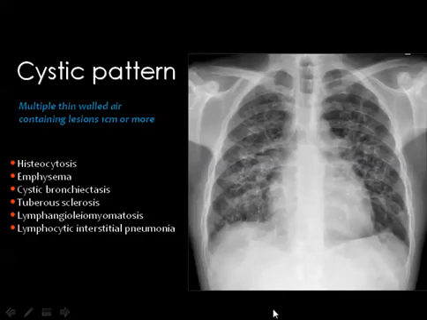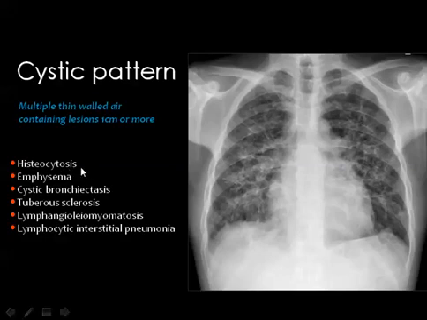Finally, we came to the cystic pattern. Cystic pattern means that you have too many air-containing cysts in the lung. And the differential diagnosis is one of 6.